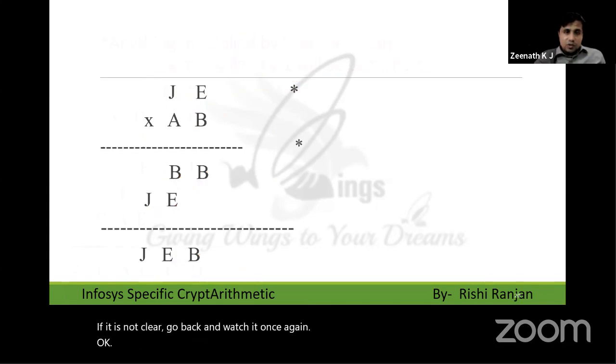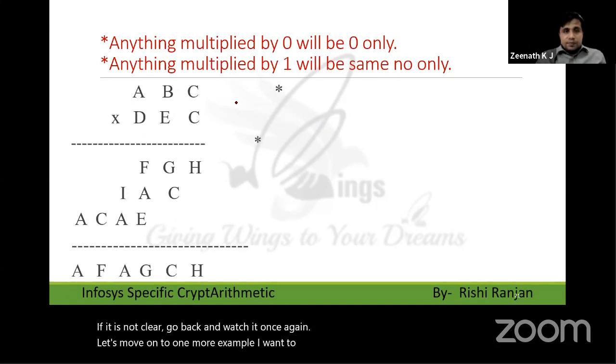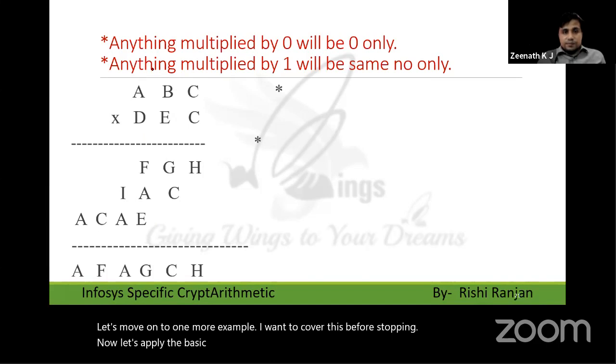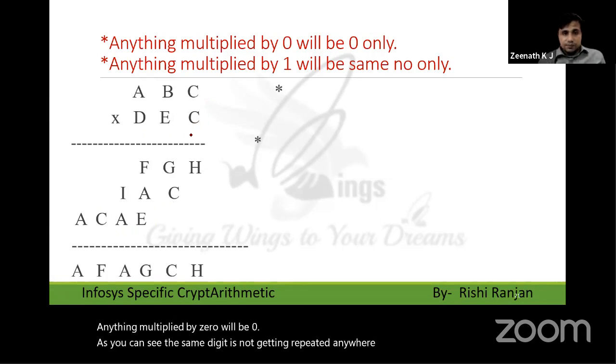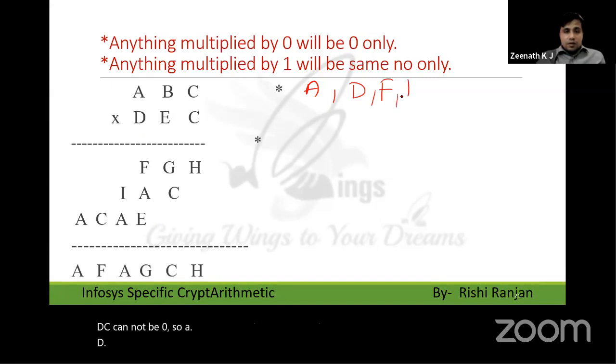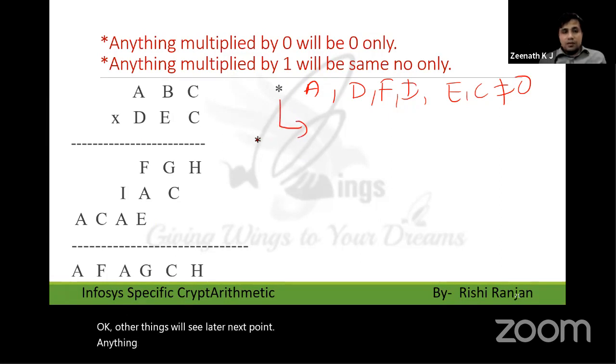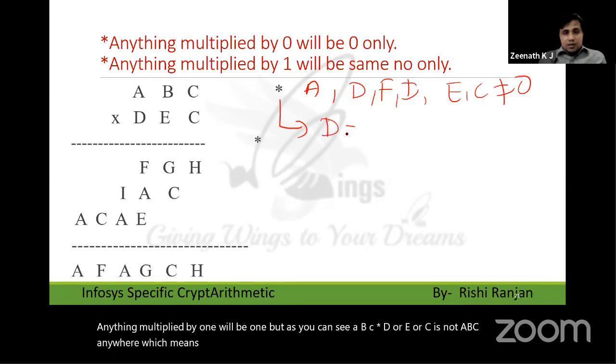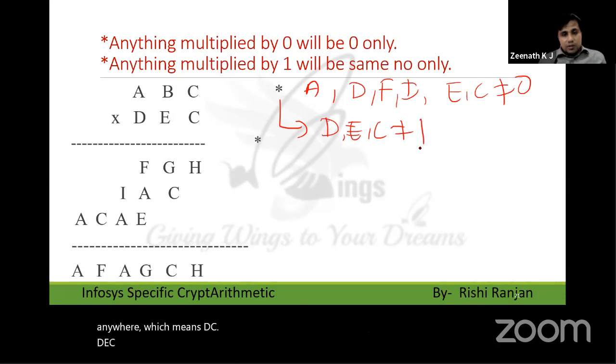Okay? Let's move on to one more example. I want to cover this before stopping. Now, let's apply the basic logics. Anything multiplied by 0 will be 0. As you can see, the same digit is not getting repeated anywhere, so none of them are 0. DEC cannot be 0. So A, D, F, I, and also E, C cannot be 0. Okay, other things we'll see later. Next point. Anything multiplied by 1 will be 1. But as you can see, ABC multiplied by D or E or C is not ABC anywhere, which means DEC cannot be 1 also.